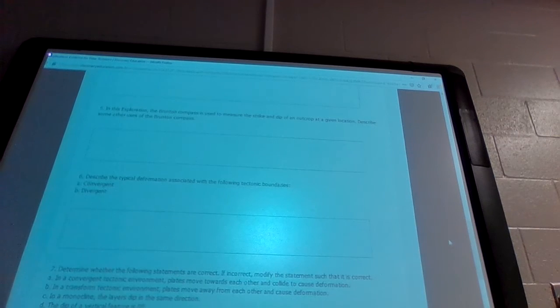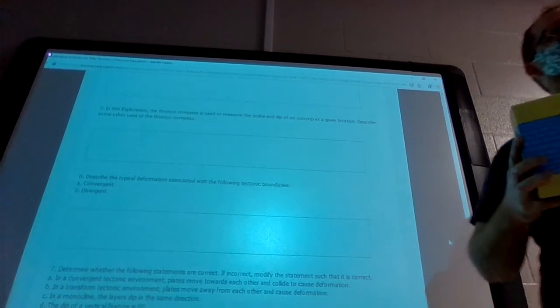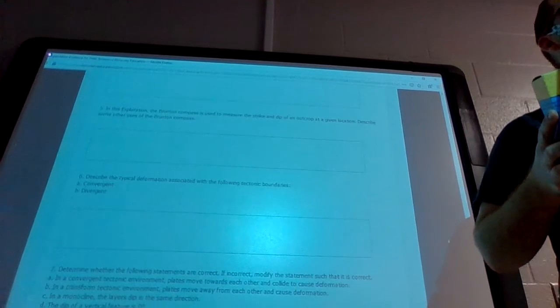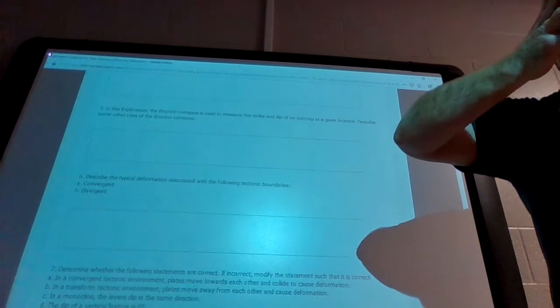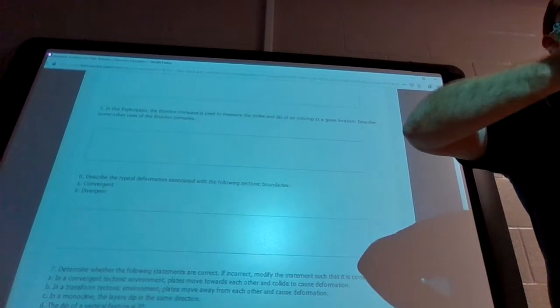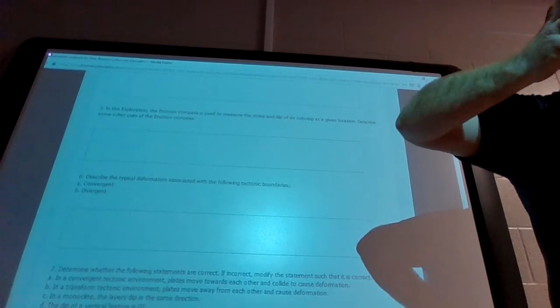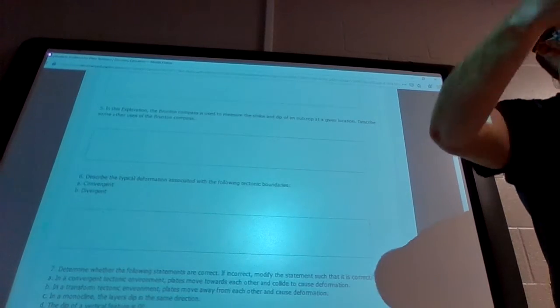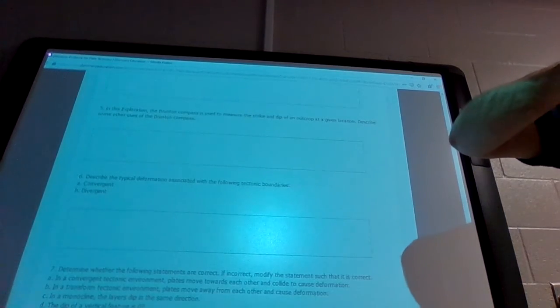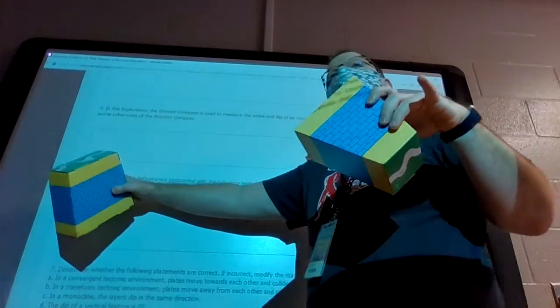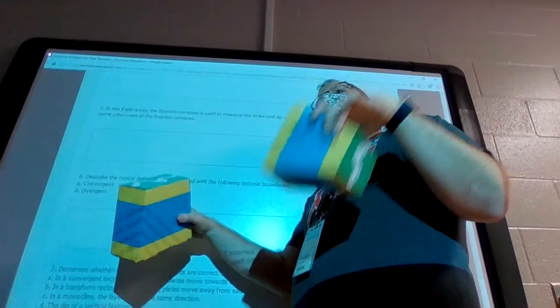Another thing that happens, if things don't bend, what do they do when you try to change how they're shaped? They break. So instead of folding, if I squeeze this together, what's going to happen to the rocks? They're going to break, and I'm going to get a fault. So squeezing together, this is a specific type of fault, which we haven't gone over yet, but you can put it down in the answer. This is going to be a reverse fault. So for convergent, folding and reverse faults.